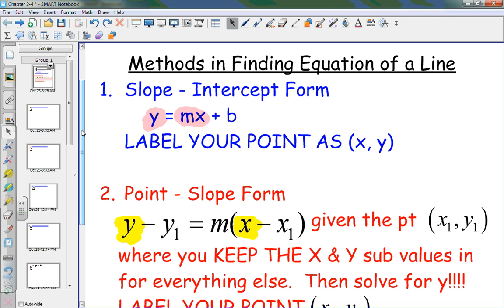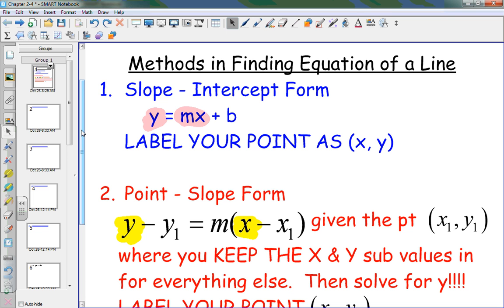What do I mean by that? The work's different. The answer is the same. Okay? So, slope-intercept form, y, m, and x all turn into values. B is what's left. Once you find b, then you plug and chug back into y equals mx plus b. So that's plugging and chugging 2 times. Do you understand what I just said? You always label your point x, y whenever you're using y equals mx plus b.